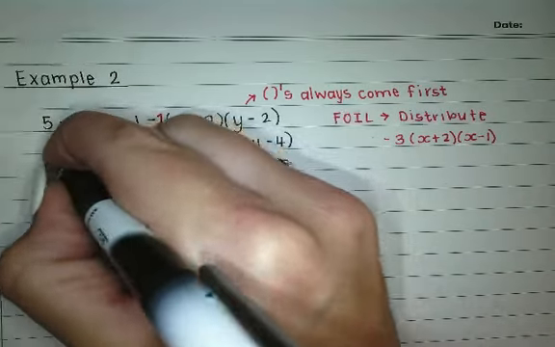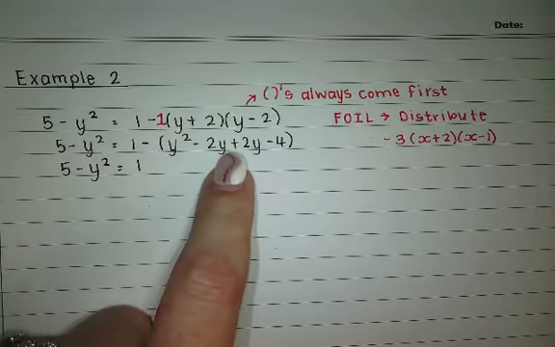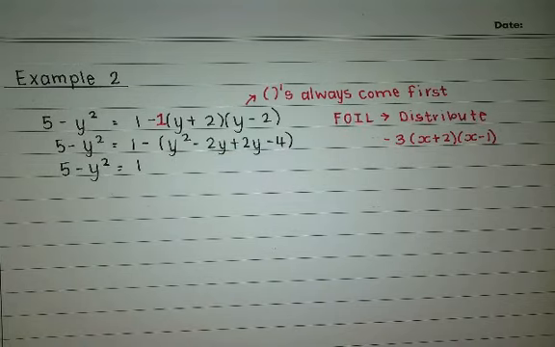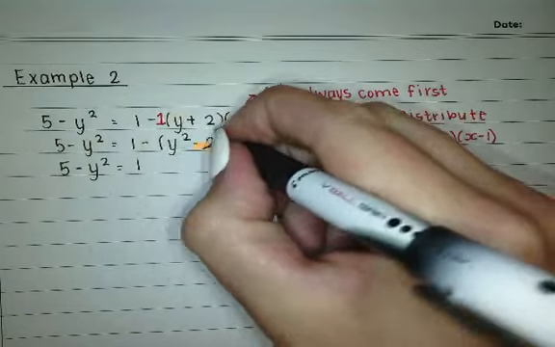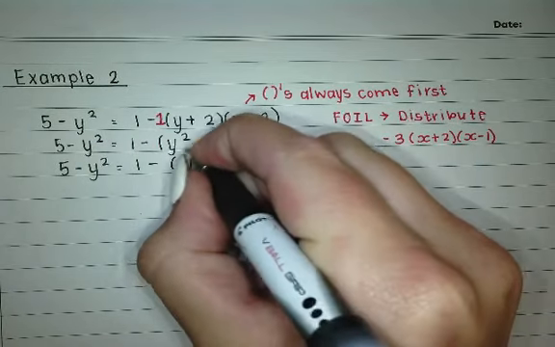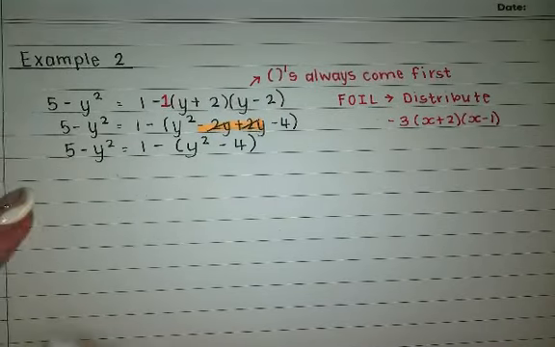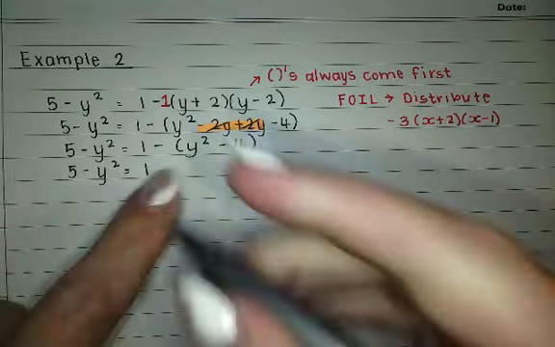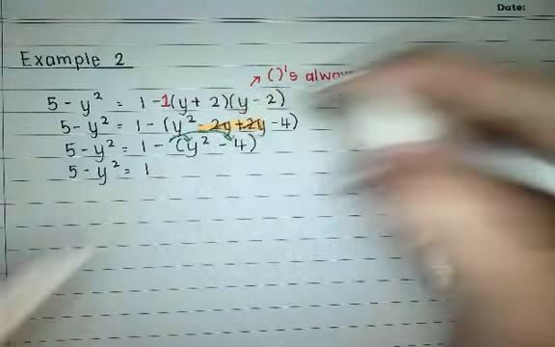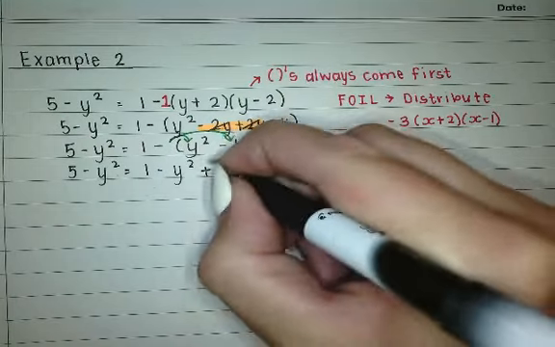So I've got 5 minus y squared is equal to 1. Who of you want to put the negative 1 in now, or do you first want to simplify that? Remember, you'll get the same answer irrespective of what you do first. So let's simplify this first. Minus 2 plus 2 gives me 0, so they cancel out. So I'm going to have minus y squared minus 4. Any questions up to here? So I've got 5 minus y squared is equal to 1. We are now going to distribute this negative into the bracket. So I'm going to have 1 minus y squared plus 4.